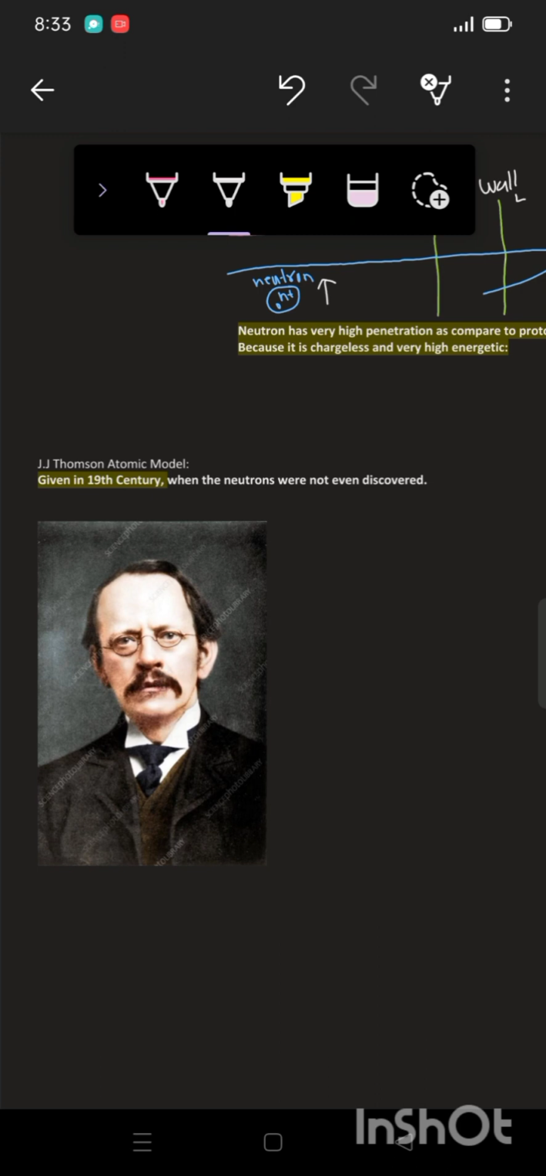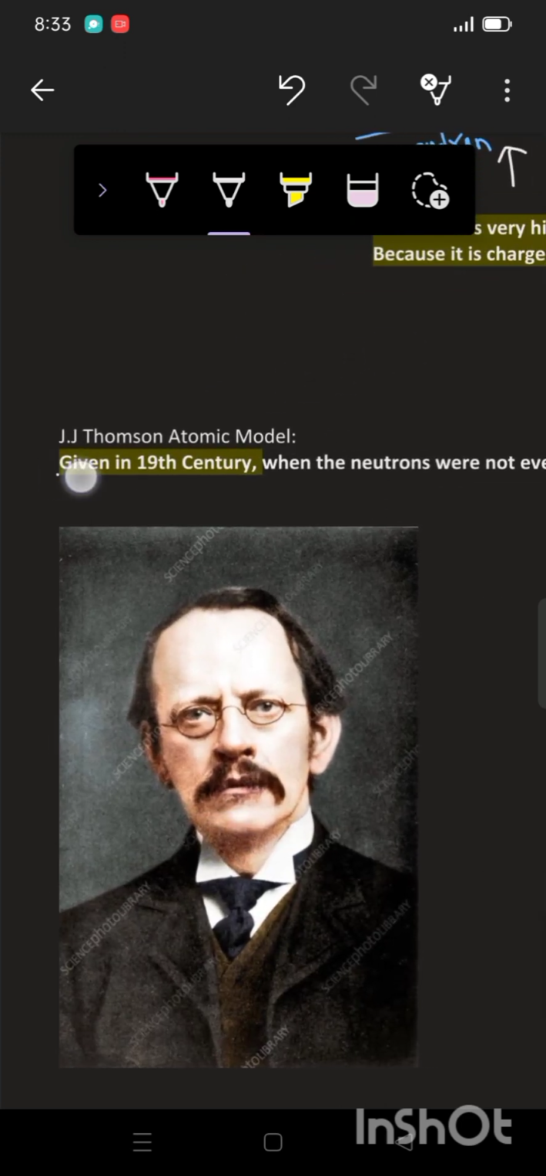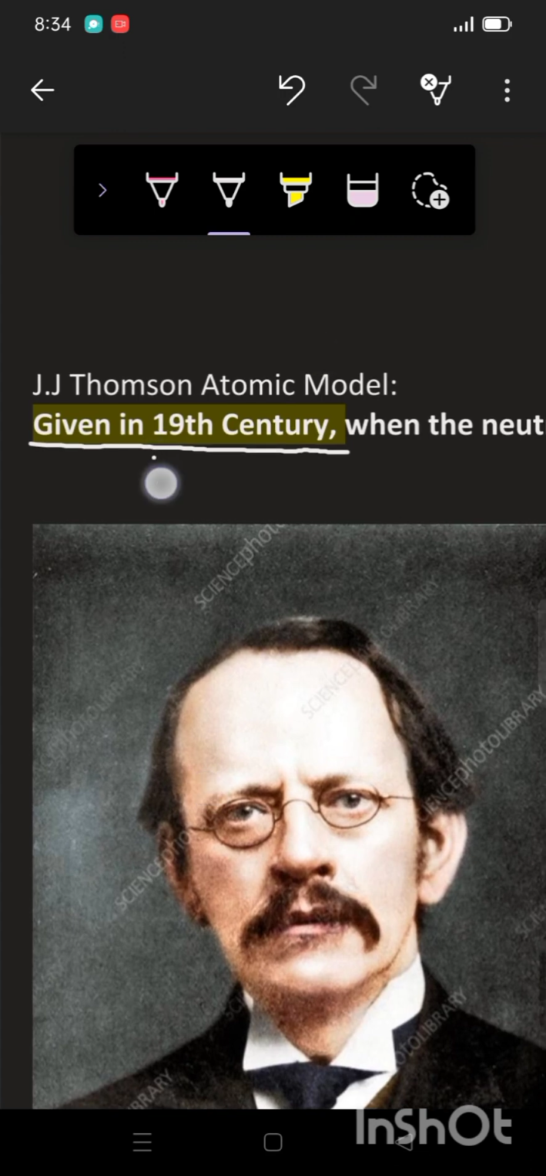We know that neutron was discovered in 1932, which means in the 20th century, but this atomic model was given by J.J. Thomson in the 19th century, right? He proposed this model in the 19th century, and he got a Nobel Prize for this atomic model as well, since this was the very first model which he proposed, right?